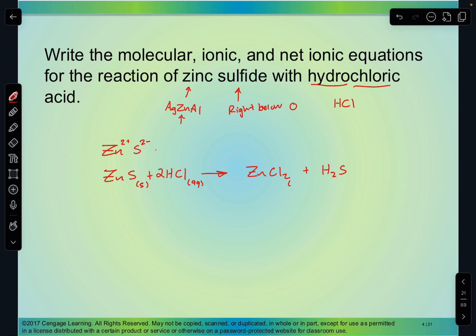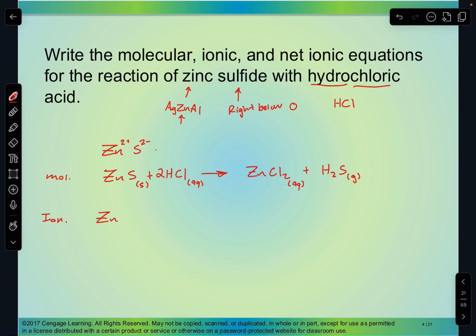ZnCl2, as long as it's not silver, mercury, or lead, it's going to be aqueous. And H2S is a gas. And so this is our molecular. Let's do our ionic, where anything that is aqueous is going to split apart. Anything that's a solid or a gas is going to stay the same.